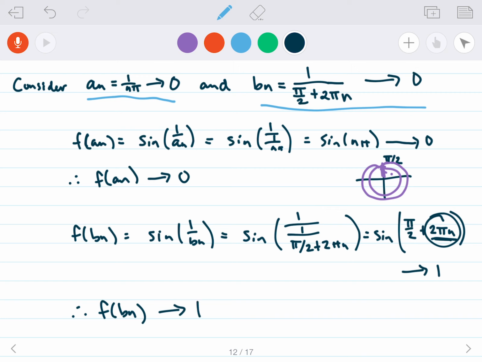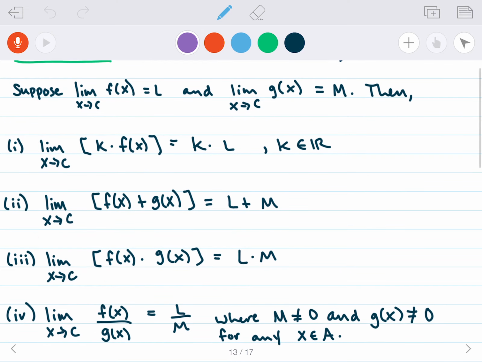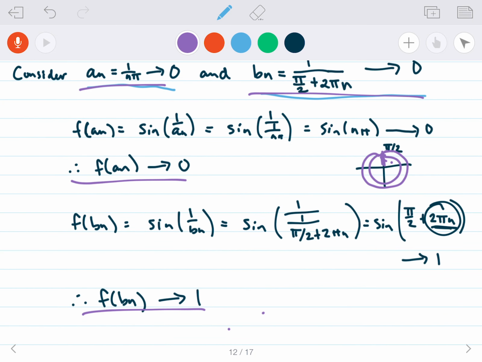Well, that's a problem, right? We have that both a sub n and b sub n go to 0, but we've found that when we plug a sub n into f, it goes to 0, but when we plug b sub n into f, it goes to 1, and therefore the limit can't exist by the sequential criteria. It has to go to the same thing. But if they go to different things, the limit cannot possibly exist because limits are unique.